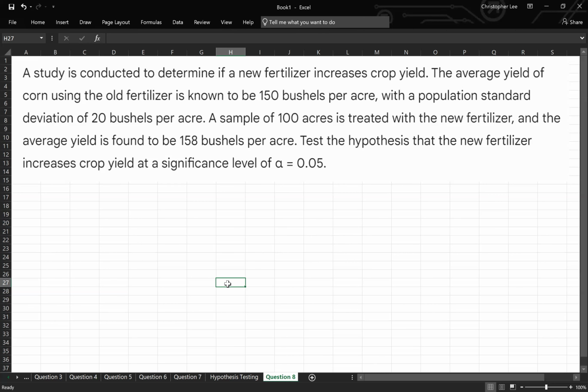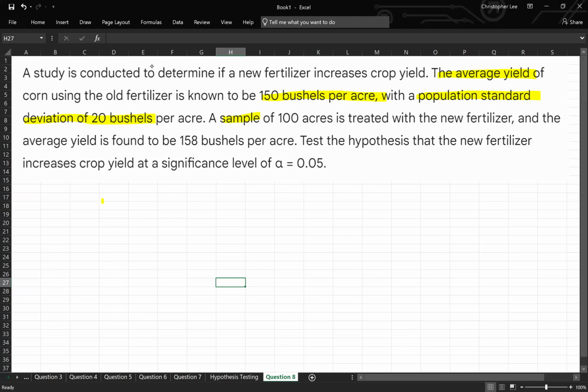So a study is conducted to determine if a new fertilizer increases crop yields, right? The average yield of corn using the old fertilizer is known to be 150 bushels per acre. Did I say that right? Bushels? I don't know. All right, so that's the average yield with a population standard deviation of 20 bushels per acre, right?